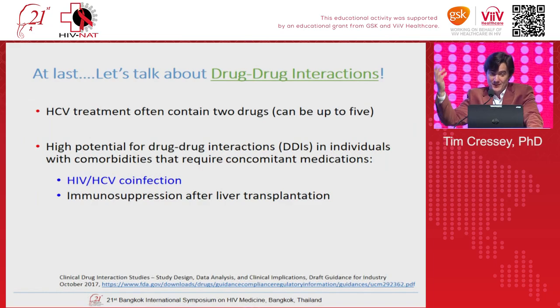So you may be thinking to yourself, oh, he's been talking for 10 minutes and he's not mentioned drug-drug interactions yet. I will now start to talk about drug-drug interactions. For hepatitis C, basically 2 drugs, but depending on whether you're naive or not, it can be up to 5 drugs, though often just 2. But clearly there's a high potential for drug-drug interactions, similar to TB, when you're treating 2 diseases, clearly HIV and HCV co-infection, but also immunosuppressive drugs after liver transplant, for example.